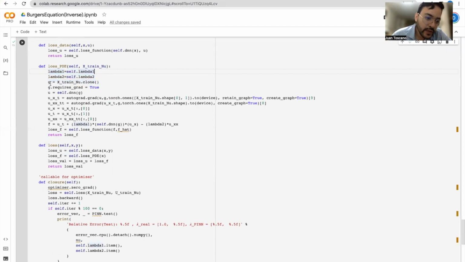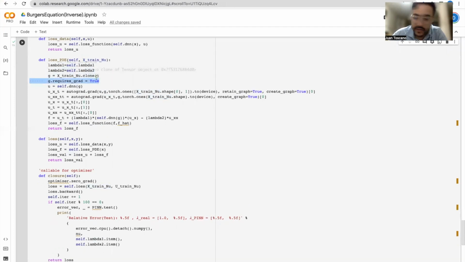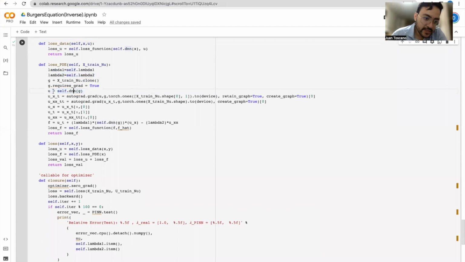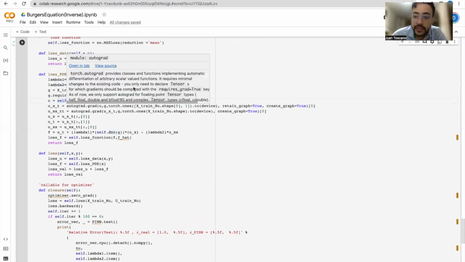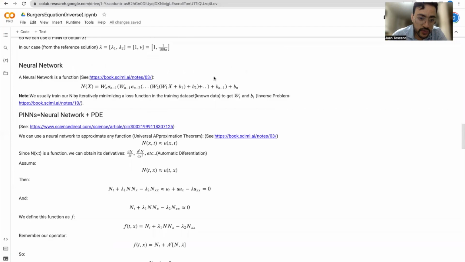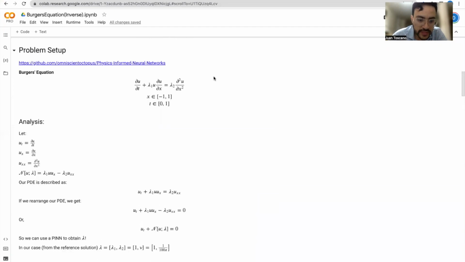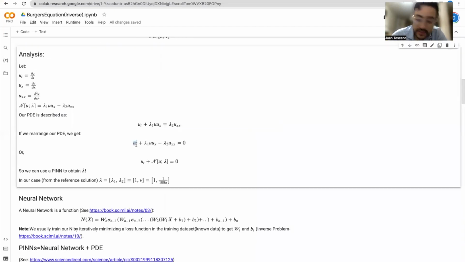To do that, we copy the value of x_train, which could be the input variables. But remember that this is only a container that has both x and t. We require the gradients because we're going to obtain its third derivative. Then we evaluate our neural network. First let's see what values we actually need. This would be the Burgers' equation, so we need the first derivative with respect to time, the first derivative with respect to x, and the second derivative with respect to x.